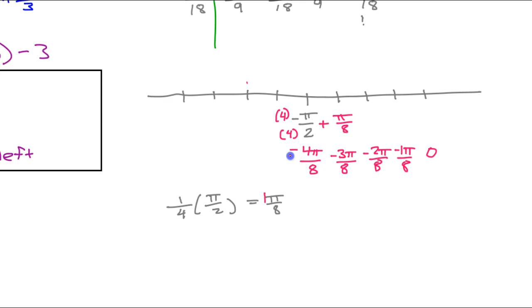Okay? Now, I'm also going to need values going to the left. So going to the left, I'm going to decrease by pi over 8. So the next one to the left should be negative 5 pi over 8. And then negative 6 pi over 8. Negative 7 pi over 8. And negative 8 pi over 8. I've left myself space to reduce these, so that's what I'm going to do now.